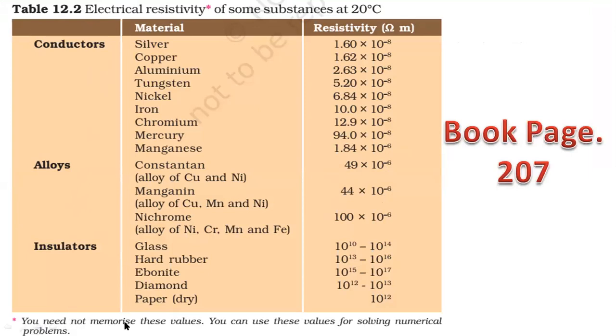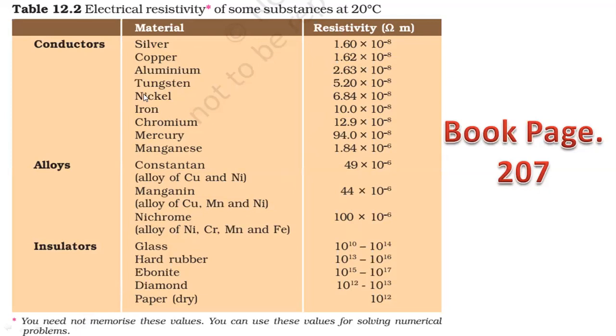They are saying you need not memorize these values. You can use these values for solving numerical problems. These values of different materials and their resistivity are given. You can see the word written is resistivity. So resistivity of silver, copper, aluminium, they have given. And we already know the unit for resistivity is ohm meter. So all these values are in ohm meter. But they are saying you do not memorize these values. These values are not supposed to be memorized. In the exam, if some numerical is being asked, they will give you the values.